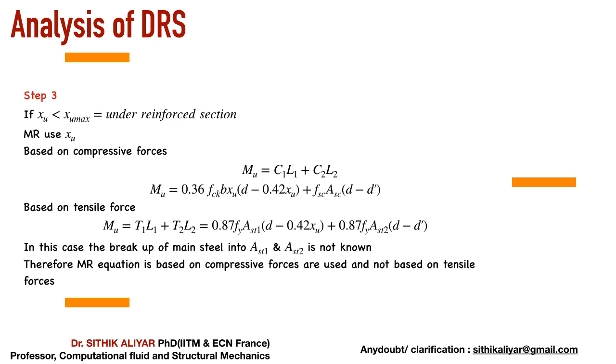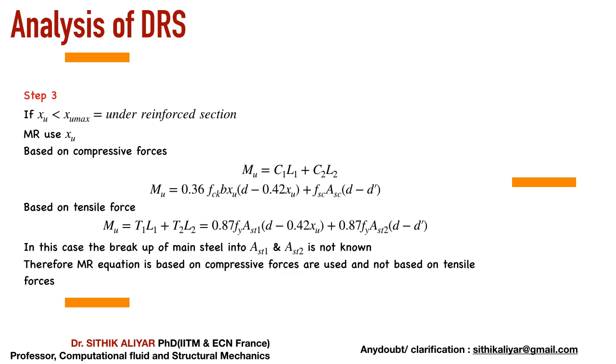Exactly the same formula used for a singly reinforced section, 0.36 fck b into xu. What is L1? L1 is the lever arm distance from the C1 to T value. I hope I am explaining without the figure, because this is the same thing we have been discussing for the last 3-4 hours of sessions. Okay. So L1 is d minus 0.42 into xu. The new thing which is coming up is C2 and L2.